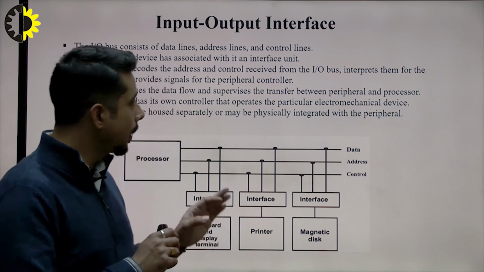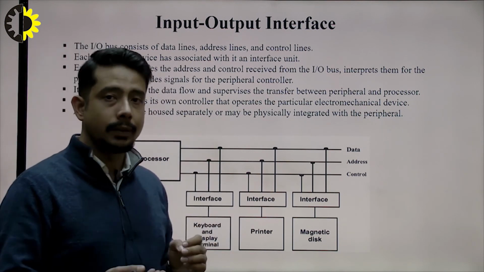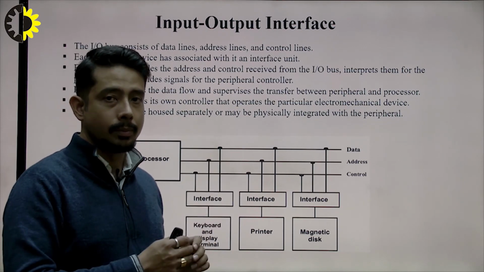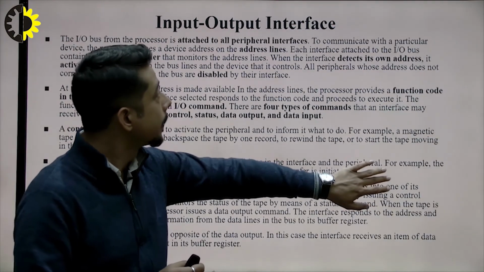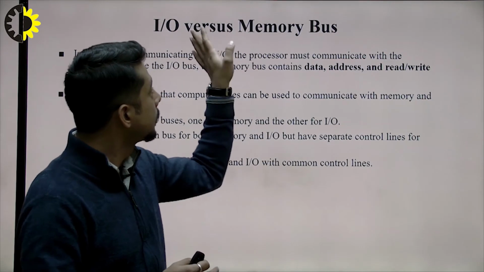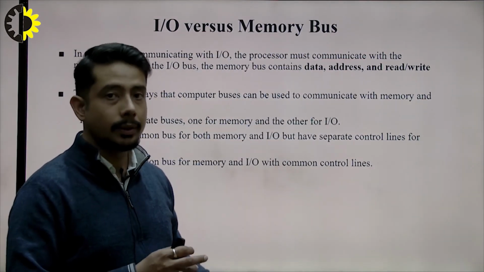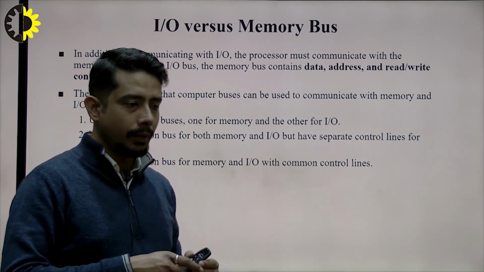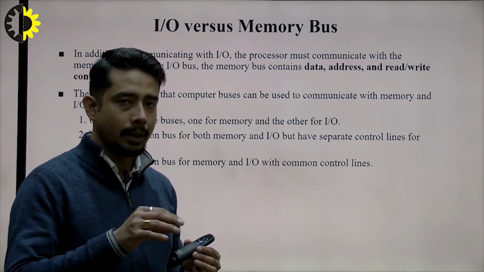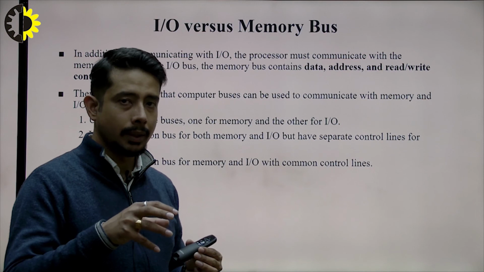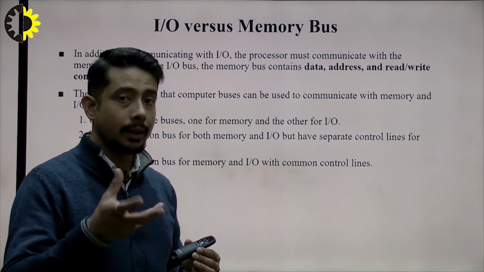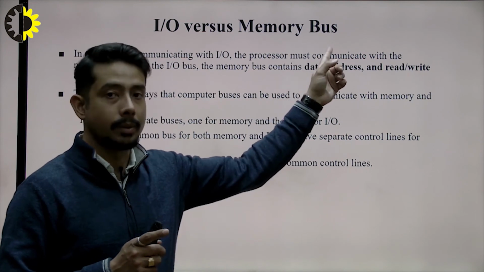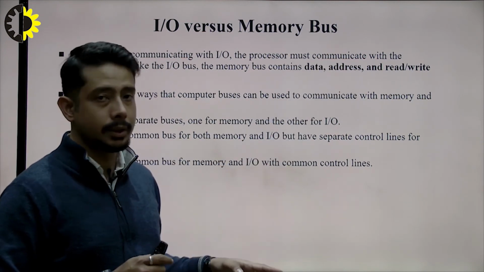Today I will be stopping here. In the next video I will come up with the main explanation of this input-output interface, and we will discuss input-output versus memory bus, because this is very important. If I take a keyboard and put in some data, somewhere processing is done and somewhere storage is done. Where is it stored? It is stored in the memory. So we need what bus? We need the memory bus. So we need to discuss this part properly.